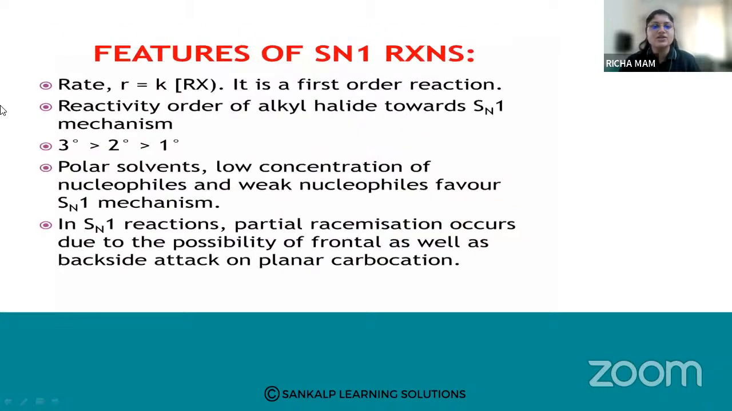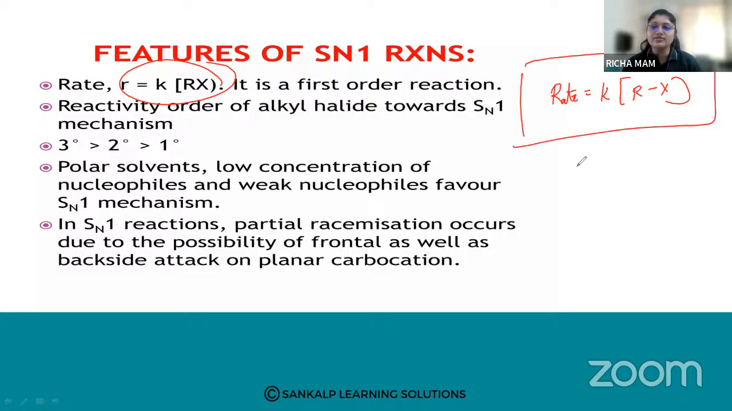As we have discussed, these are the features of the SN1 reaction. The rate of the reaction depends only on the concentration of the substrate, that is, rate is equal to k into [RX]. So this is a first order reaction; it follows first order kinetics.